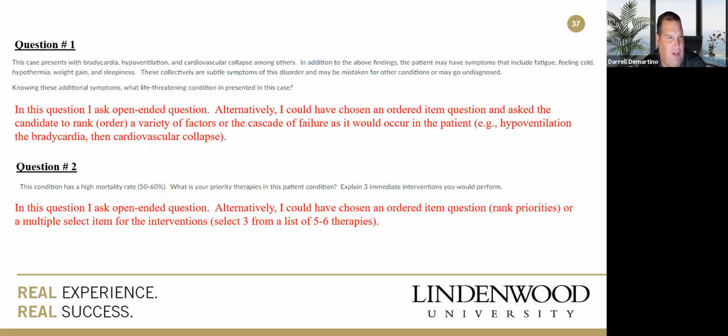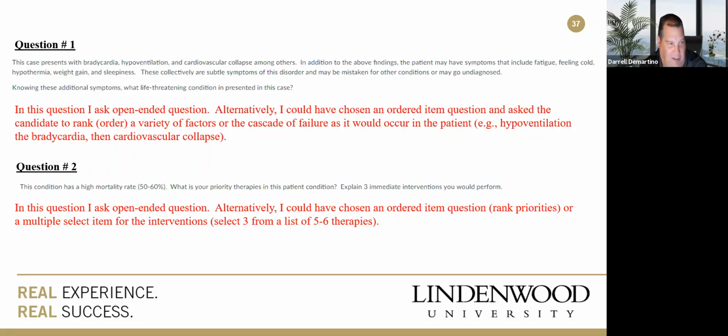The second question, I said this has a high mortality. So again, there's a little bit of information that's intentionally put in there to realize this is a serious call. What are your priorities in therapy? Explain 3 immediate interventions. Again, this is asked on my exam as an open-ended item, although I could have easily asked them to rank priorities or go to a multiple select item. I could have then said, identify the three most important interventions you perform, and give 5 or 6 choices and do a multiple response item where they check the 3 or 4 answers.